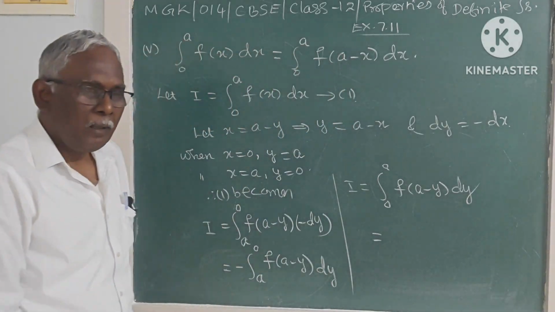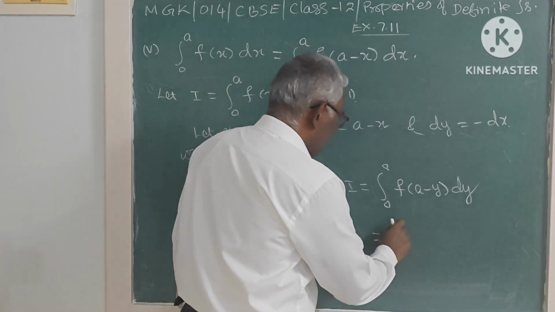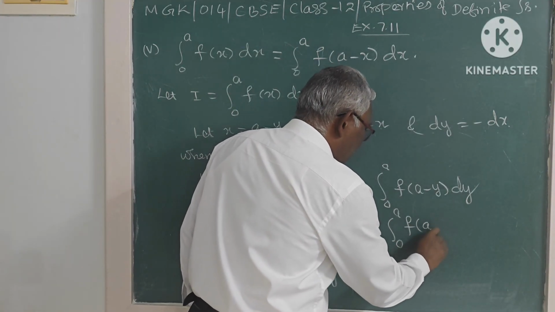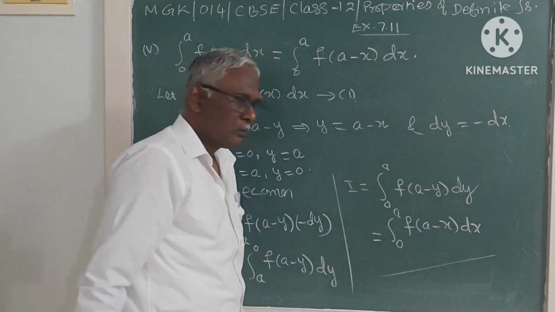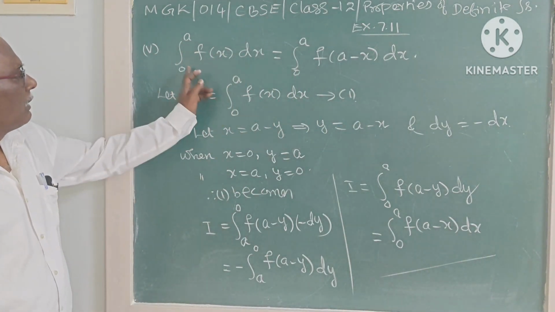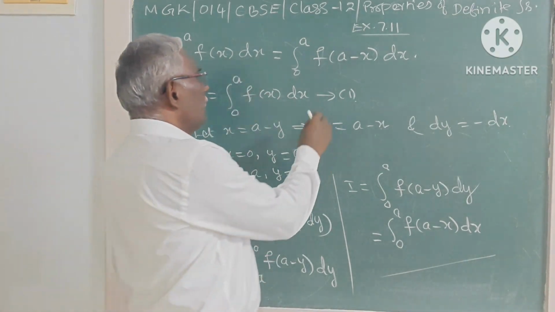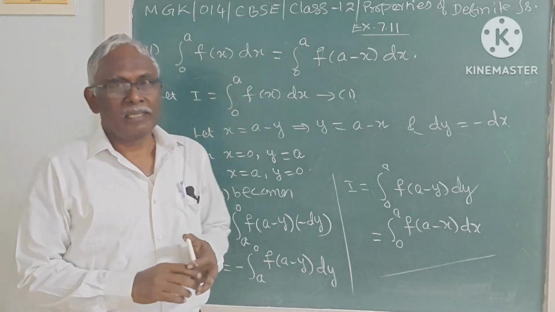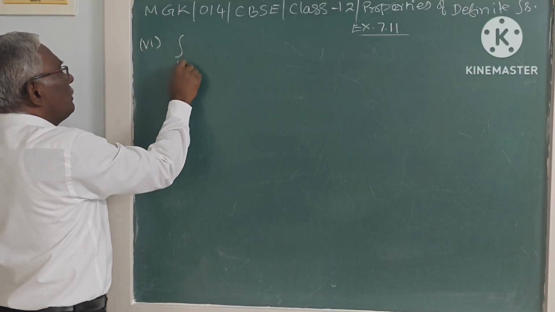Then using the first property, we can change the variable y to x. Integral 0 to a f of a minus x dx. So integral 0 to a f of x dx is equal to integral 0 to a f of a minus x dx.